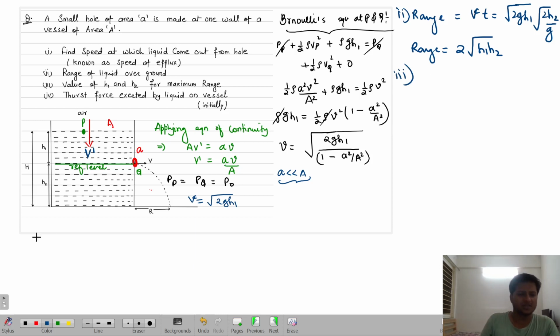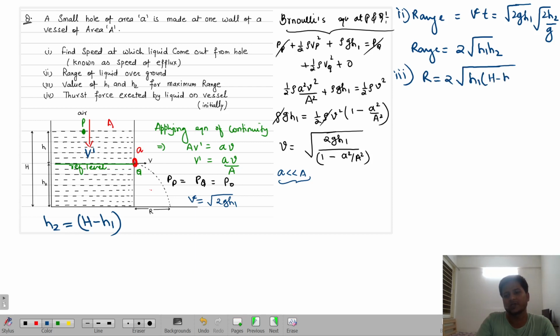Okay, so let us just take h1, so can I write h2 as nothing but capital H minus h1? So R is nothing but 2 root under h1 into capital H minus h1. I want my range to be maximum, and that range is variable as this orifice level is variable, isn't it? If it is asking to find the value of h1 and h2, this particular hole level is changing here and there, isn't it? So to find the maximum or minimum of any quantity, just differentiate it with respect to the variable quantity. I am making h1 the variable. So dR by dh1 will provide us the answer for that, isn't it? So that will be what?